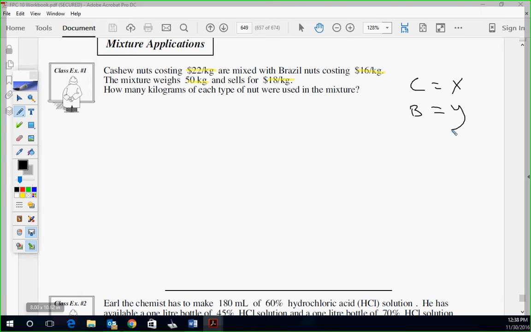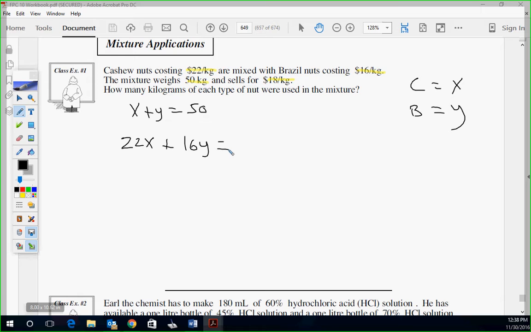So it says cashew nuts costing 22 a kilogram are mixed with Brazil nuts costing $16 a kilogram. The mixture weighs 50 kilograms. So the mixture, that's what we don't know, that's what we want to solve for. We don't know what the mixture of them is, but we know it's going to weigh this much. And then we know that we have 22x for cashews plus 16y equals what?